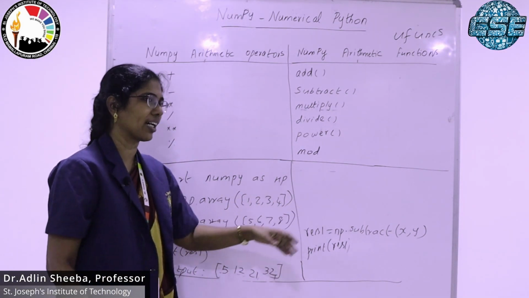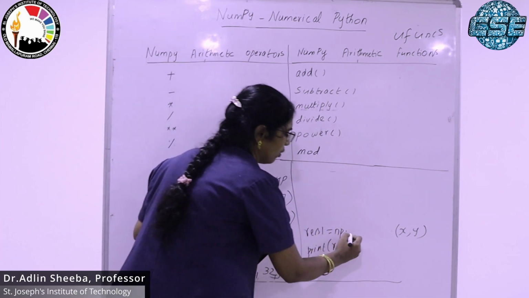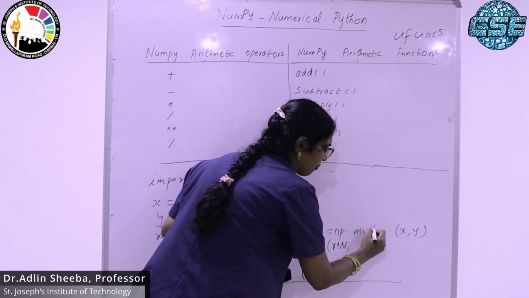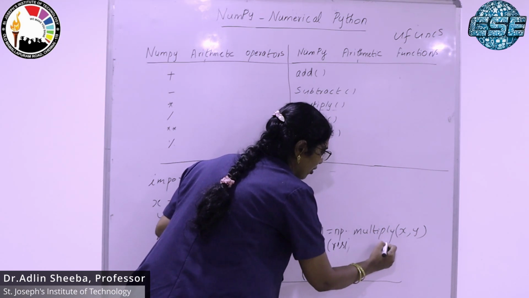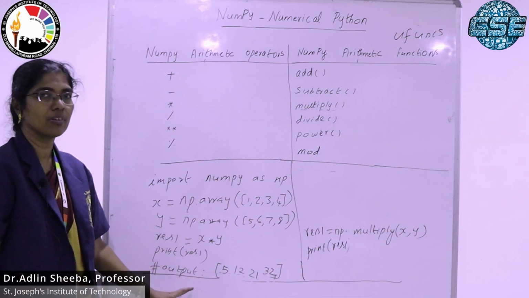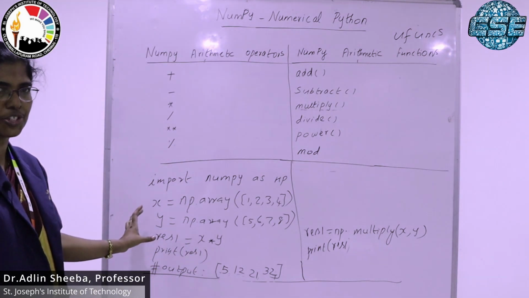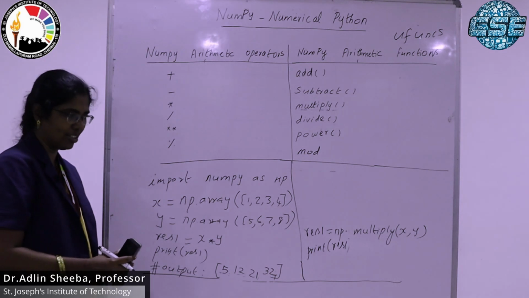For this we have a corresponding U function. So instead of subtract, we are using multiply, and we will be getting the same output. So now we have completed addition, subtraction, multiplication. Now let us go for division.